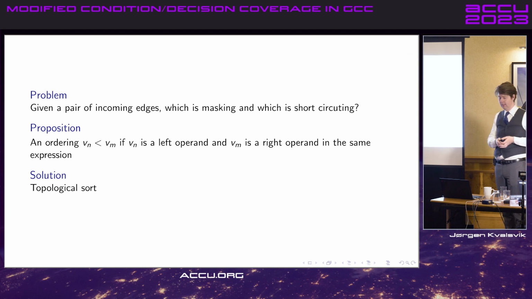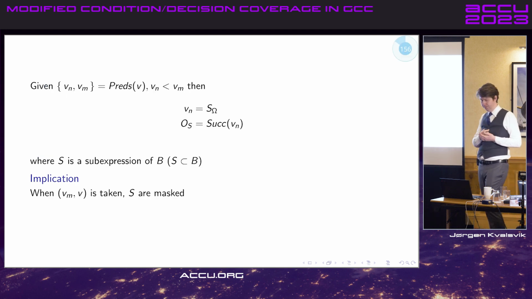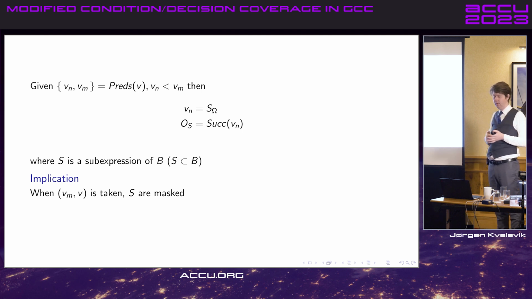Right now you have this ordering. So now, given a pair of nodes, the relationship between them is that n is smaller than, if you will, m. And then you also have that the n node, the n term, will be the last term in that sub-expression. And you know that the outcome of the sub-expression will be the successor nodes of that n.